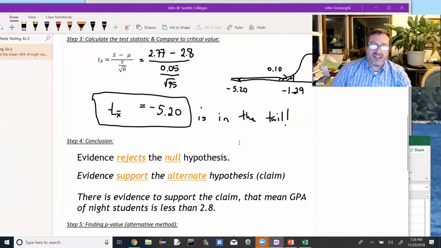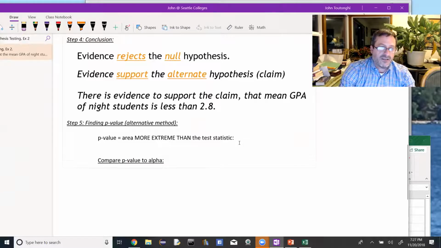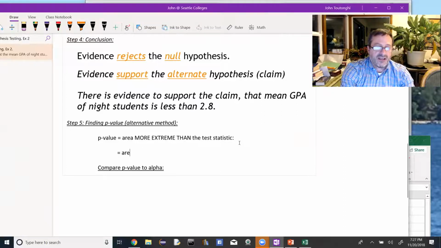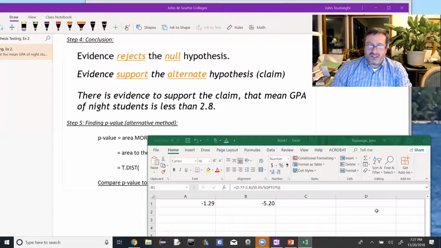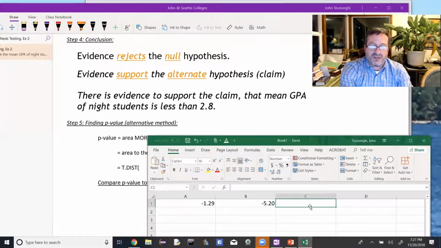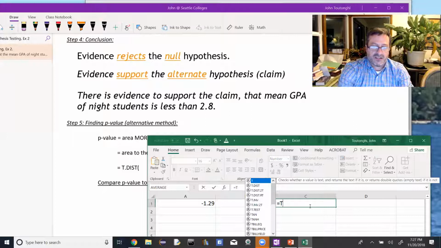That's an area to the left already. So to find an area to the left, because I'm using a left tail there, area to the left. So you really need to evaluate the picture of the test statistic. This is not always the area to the left. It depends on what the picture looks like. It's the area more extreme than the test statistic. And so that's going to be found by taking t.dist. And let me just jump over to Excel real quickly and see what are the parameters it wants for that. Equals t.dist.